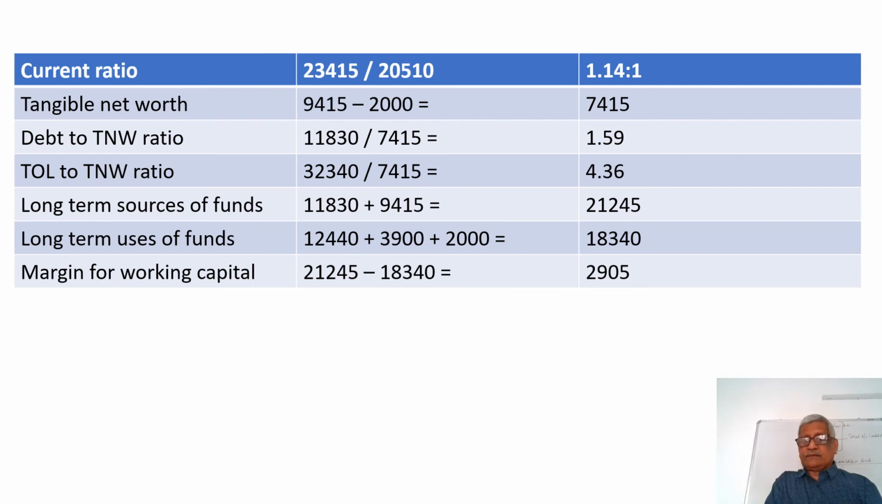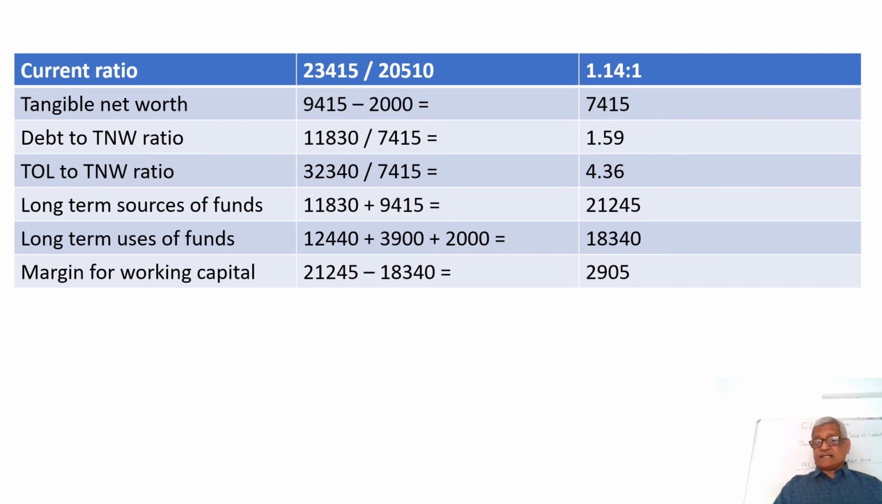Debt to TNW. Debt means term debt. Always it is the term liability. So term liability divided by tangible net worth gives 1.59. That means the leveraging, or the dependence on the outside debt, is 1.59 times of the company's tangible net worth. Then total outside liability to tangible net worth is 4.36. That means whatever the tangible net worth the company has, the outsiders' funds are 4.36 times.